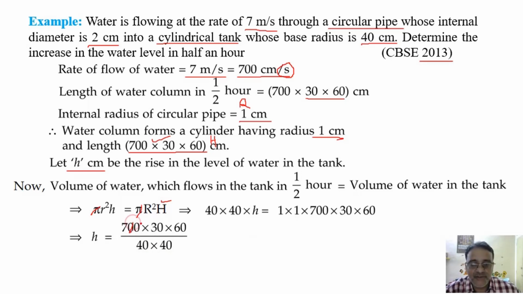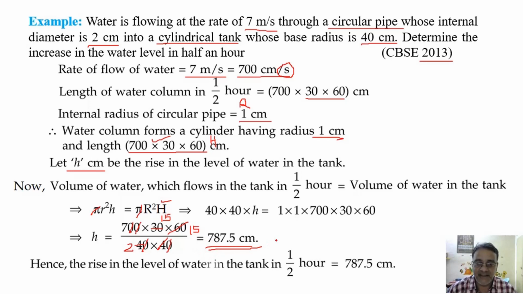So these two zeros we can cancel. We can cancel 60 by 4, 15. And one more 2 we can cancel from these two, 15. So 7 into 15 into 15 by 2 will get 787.5 centimeter. Hence, the rise in the level of water in the tank in half an hour is 787.5 centimeter. Any doubt here?